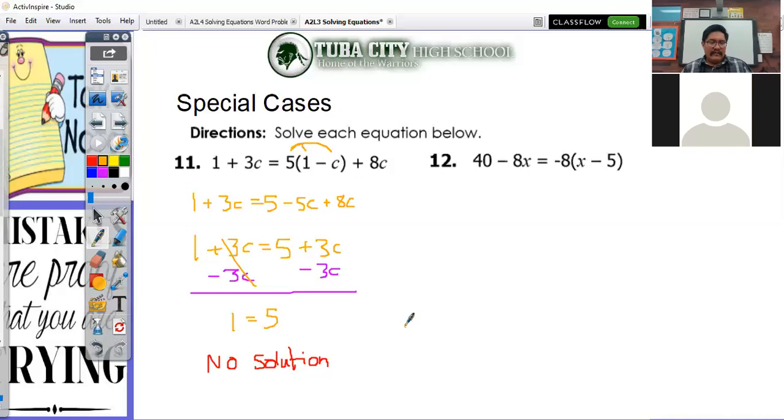Okay, now there is also another type of case that happens, and let's go over that. 40 minus 8x equals negative 8x, because we're going to multiply that out. Negative times negative is positive. Make that plus sign a little bit better.